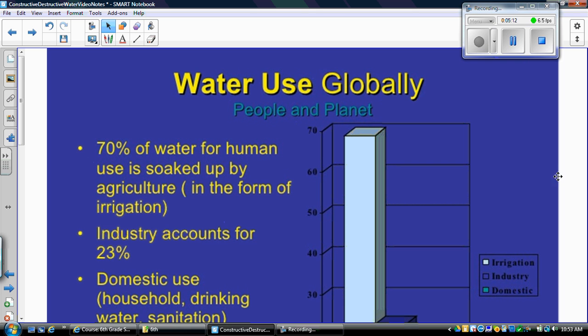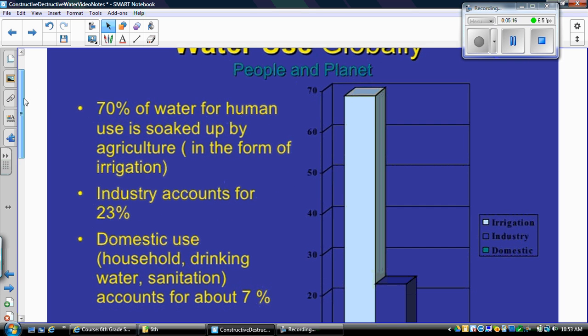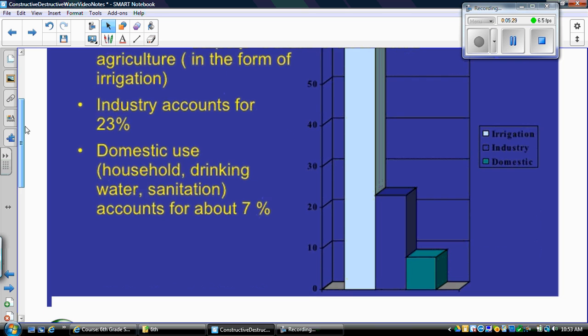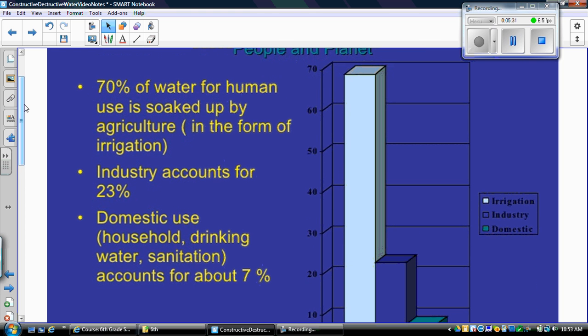So let's take a look at how water is used globally, people and the planet. Okay, 70% of the water for human use is soaked up by agriculture in the form of irrigation. 23% accounts for industry, and then domestic use is about 7%. So across the world, irrigation for crops is where most of our water is going.